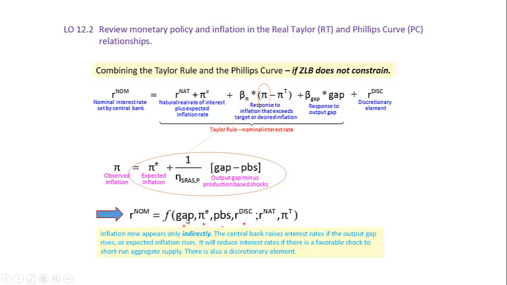The idea here is we haven't taken inflation out. Instead, inflation appears now indirectly in the Taylor rule, and the idea is that there are two reasons why the central bank will raise the interest rate when the output gap rises. One direct reason that we learned on the previous slide is its goal of output stabilization. But then the other reason, which is the indirect reason, is its objective of keeping inflation on target.